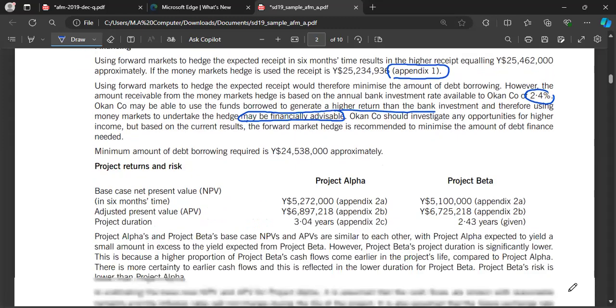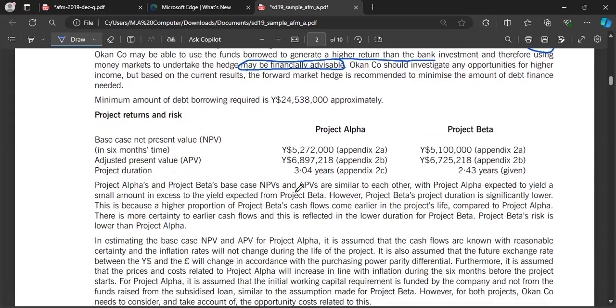Now, this was project alpha and project beta, which we have performed already. Project alpha and project beta base case NPV and APVs are similar to each other. They both are almost the same. However, project beta's duration is significantly lower. This is because a higher proportion of beta's cash flows come earlier in the project's life compared to project alpha. Now see, this is very important.